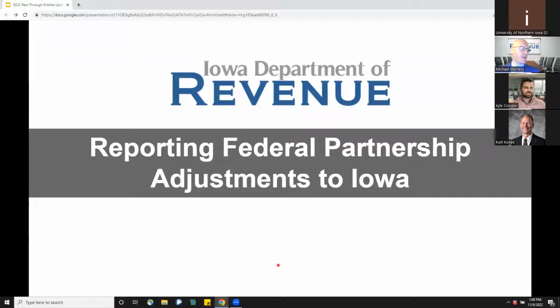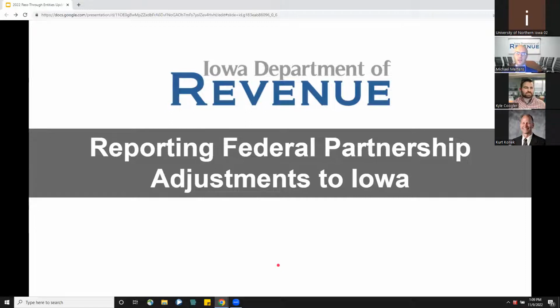Sounds great. I want to spend a little bit of time talking about federal partnership adjustments. So I think most of you are probably familiar with, back in 2015, I believe, Congress passed what was called the Bipartisan Budget Act, which radically changed how the IRS resolves partnership return issues, both for amended returns and federal audits.